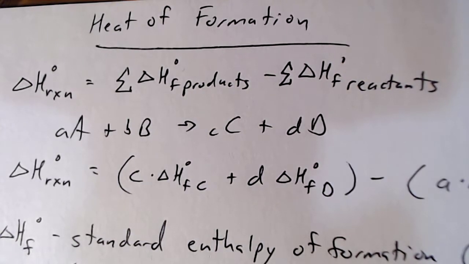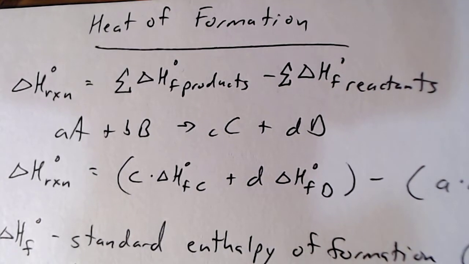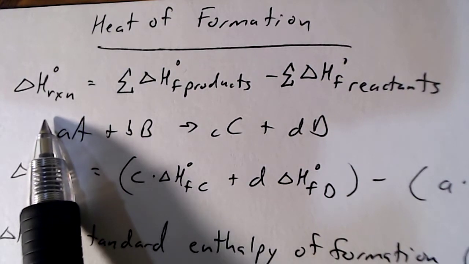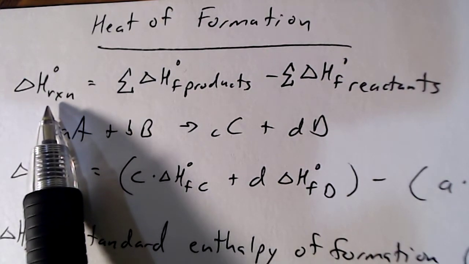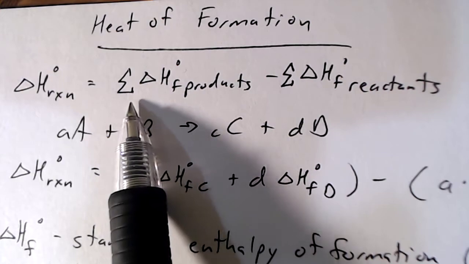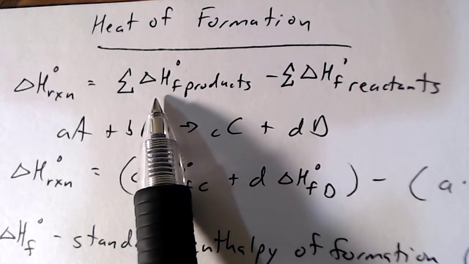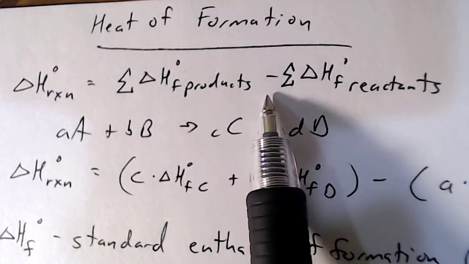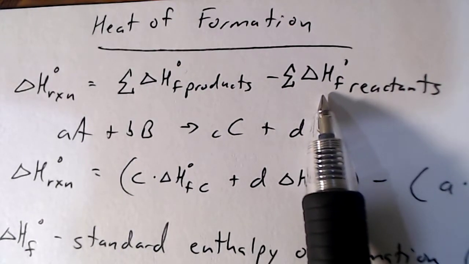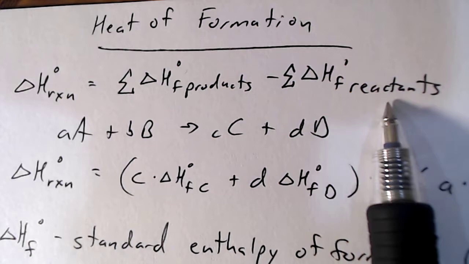You can predict the enthalpy change of a reaction from the use of Hess's law, as we saw in the last video, or you can predict it by using heats of formation. The predicted standard enthalpy of a reaction is equal to the summation of the enthalpies of formation of the products minus the summation of the standard enthalpies of formation of the reactants.